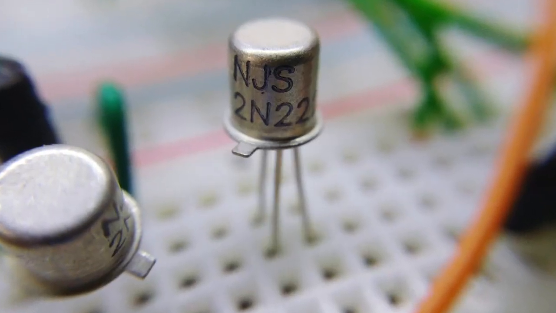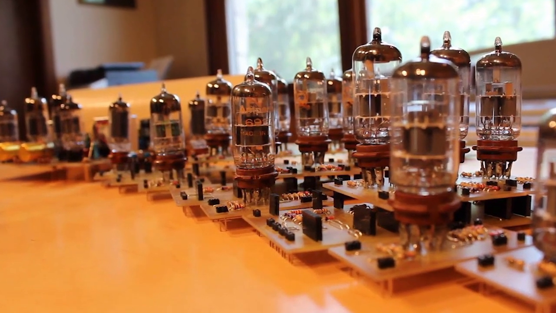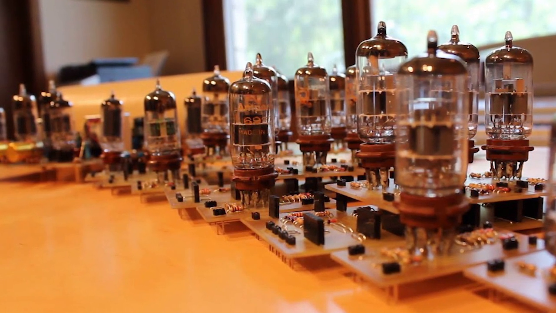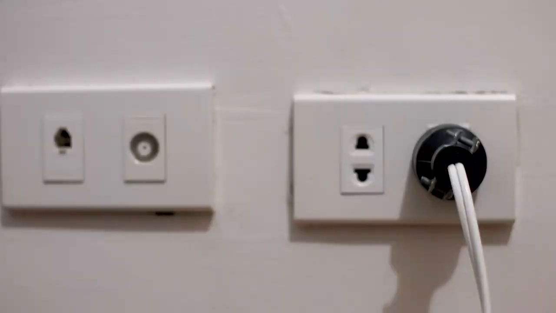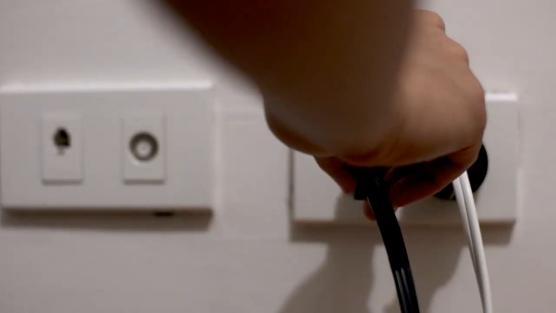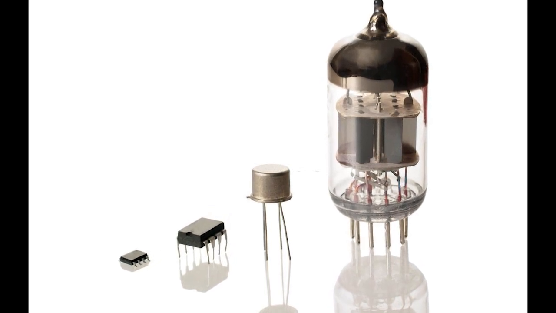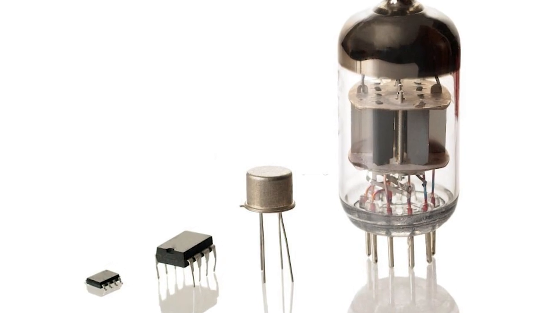Before the transistor was invented, vacuum tubes were used to amplify and switch electrical signals. However, vacuum tubes had several drawbacks. They were relatively large, required a lot of power to operate, and generated a lot of heat. Transistors, in contrast, were much smaller, required less power, and generated much less heat.